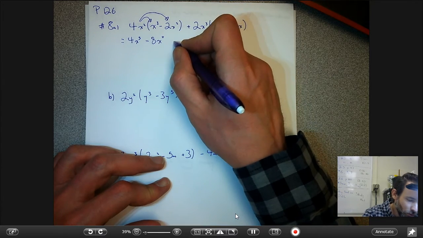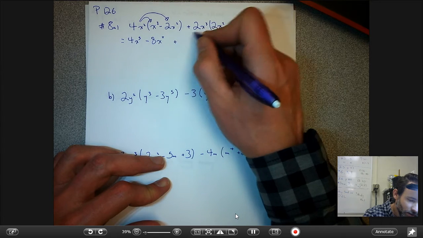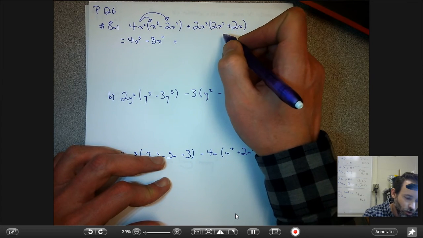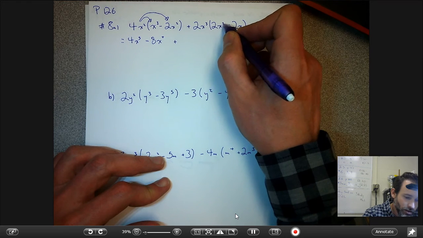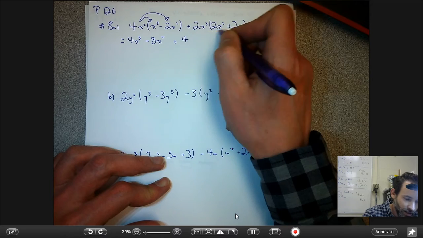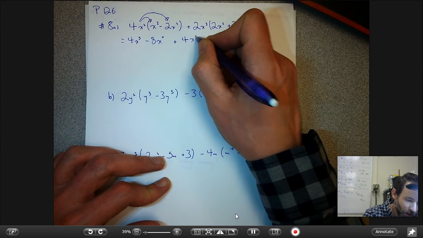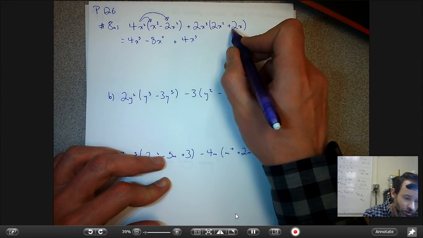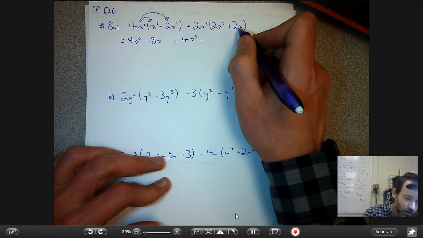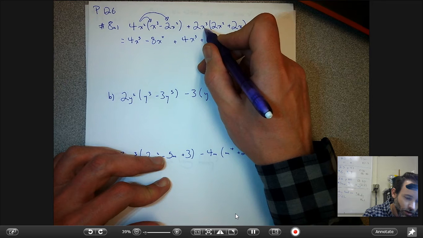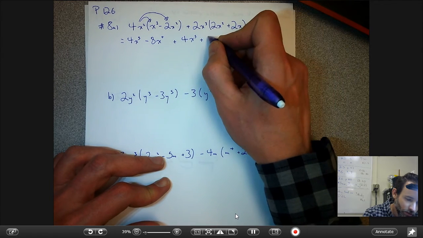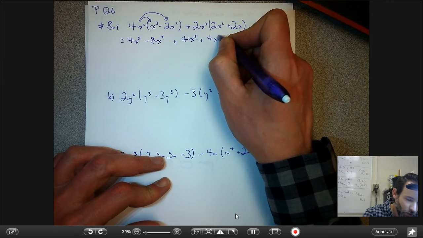Plus 2x cubed times 2x to the 2. So that's 2 times 2 is 4. X to the 3 times x to the 2 is x to the 5, because I'm adding. I'm multiplying, so I add the exponents. 4x to the 5. And then 2x to the 3 times 2x. So this is plus 2x to the 3 times 2x. That's 4x to the 4, because I add. X to the 3 times x to the 1 is x to the 4.